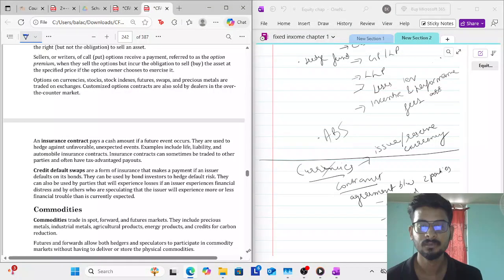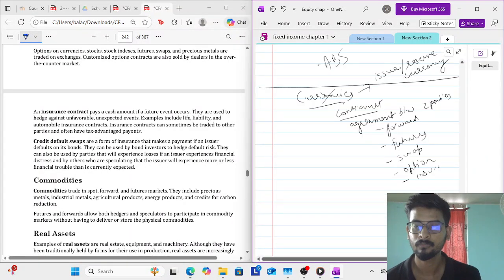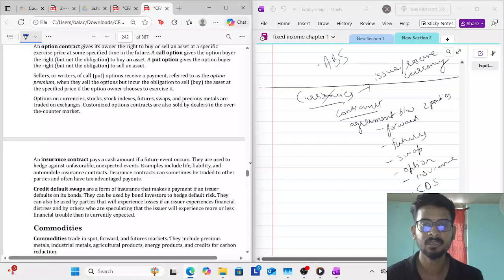Insurance, CDS. Okay, insurance, then CDS. Okay, so these are just a basic glimpse of contracts.